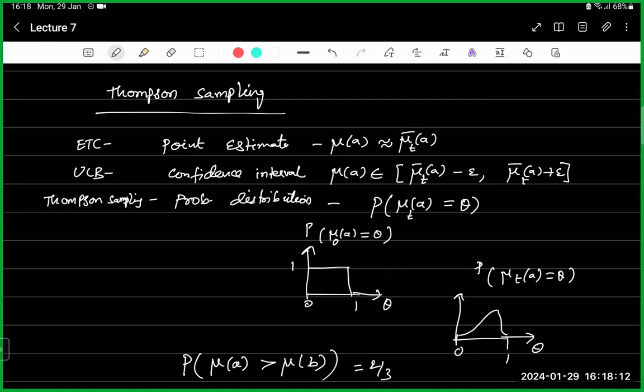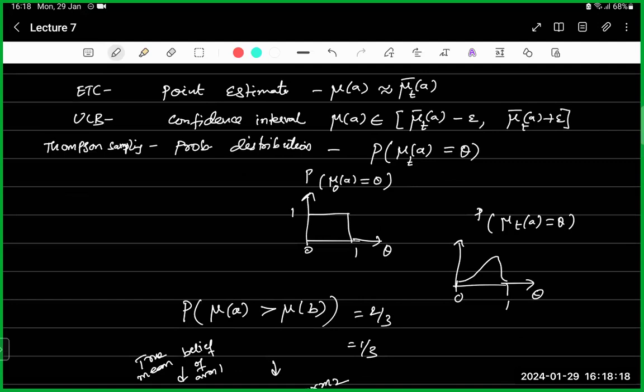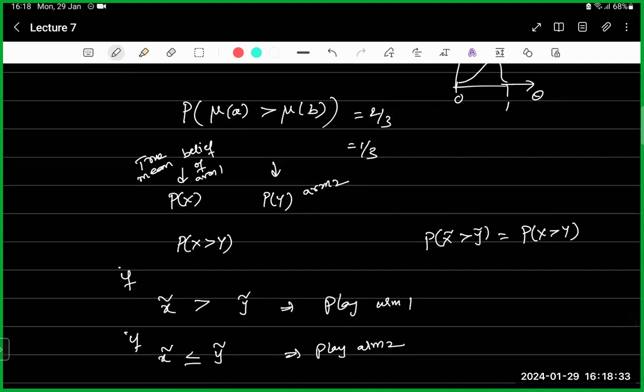So for that, what we are doing is we are trying to sample one, reflecting what we think of that arm. We are just seeing if the sample of the first is greater. If it is the other way, we play arm two. And the probability that this can happen will depend on the distance. What is the probability that x is greater than y? It will depend on that.